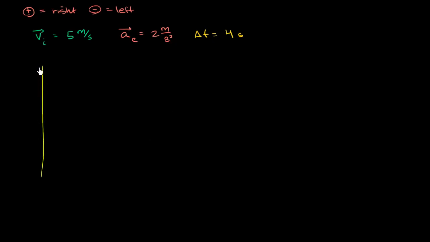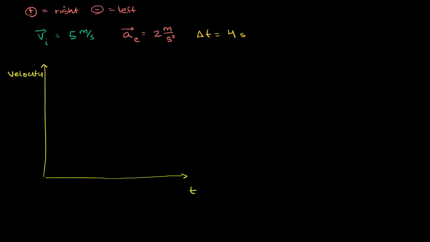So let's draw ourselves a little diagram here. This is my velocity axis, and this over here is my time axis. I can draw a straighter line than that. So that is my time axis. This is velocity. That is my velocity right over there. And I'm starting off at 5 meters per second. So this is 5 meters per second right over here. So V_i is equal to 5 meters per second. Then every second that goes by, I'm going 2 meters per second faster, because this is 2 meters per second per second. So after 1 second, I'm going to be at 7.